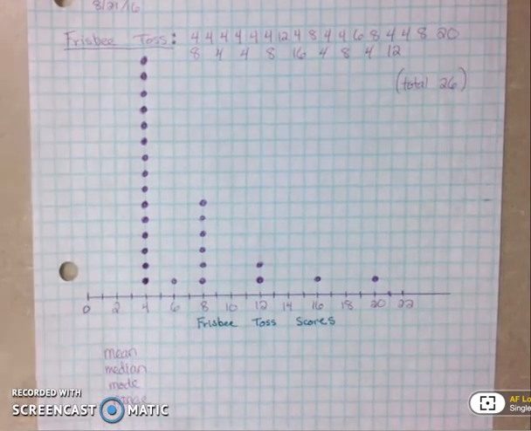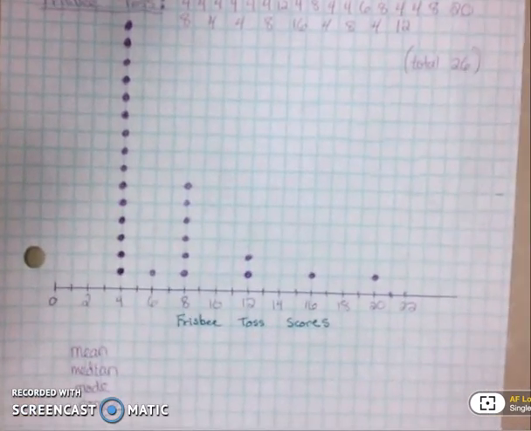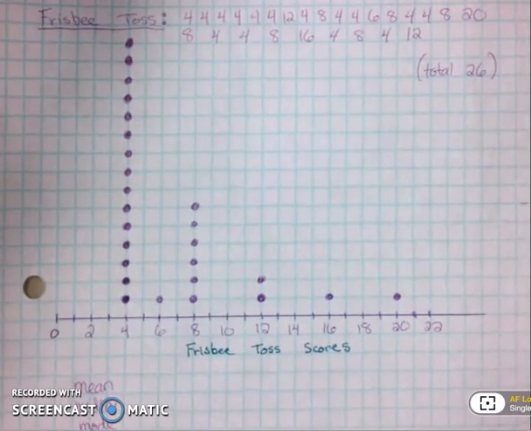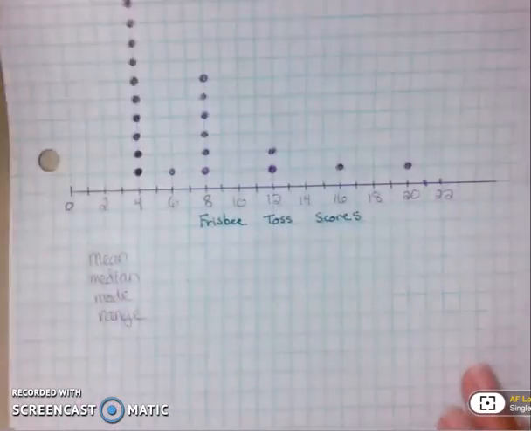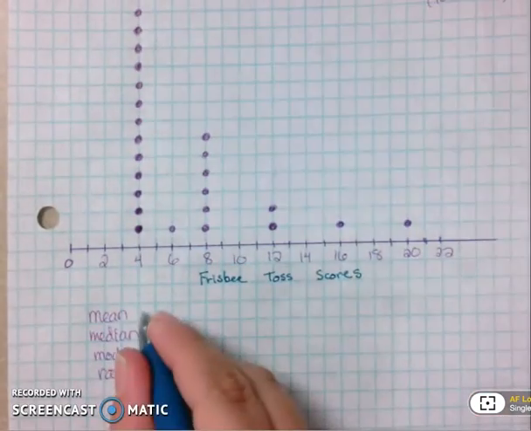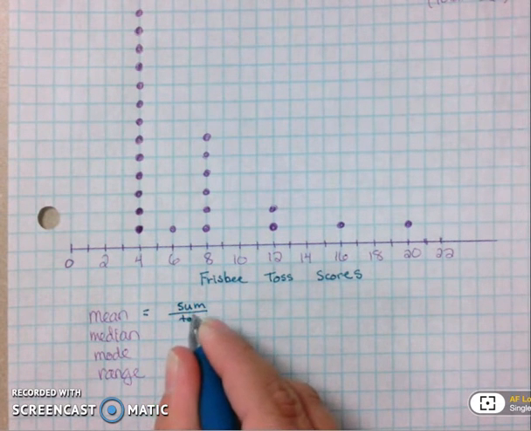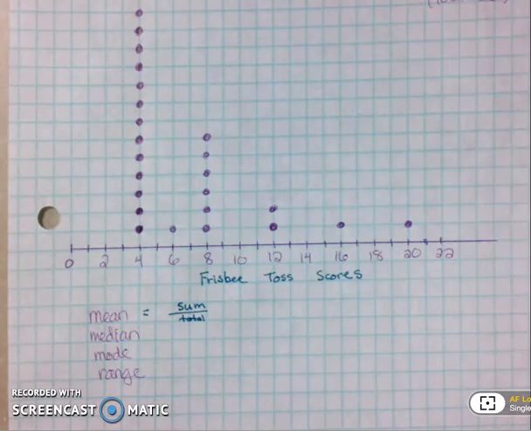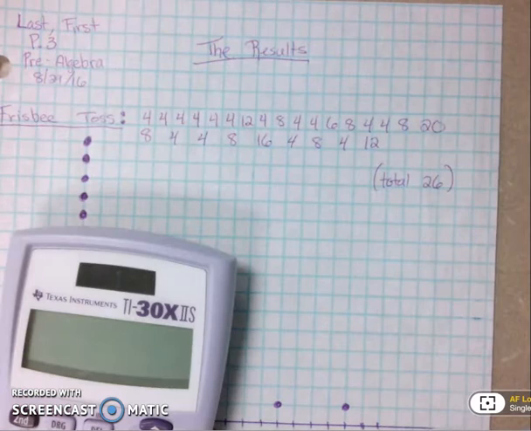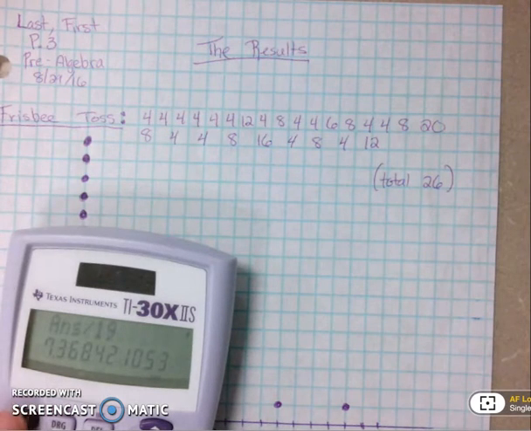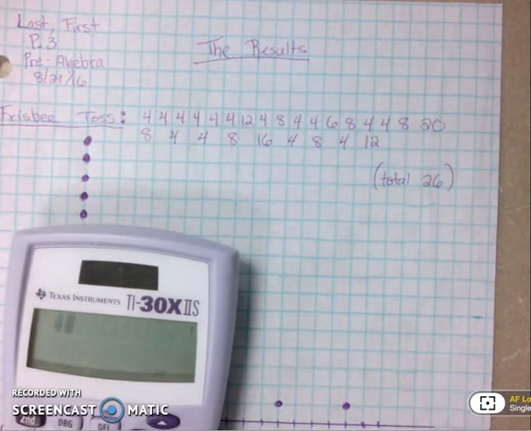And then what I asked you to do is calculate 4 things on your homework today. The mean, median, mode, and the range. So I just want to review. Your mean is where you're going to add up all those numbers, add up all your data, and you're going to divide by the total numbers that there are. So the sum, I'm going to take these numbers and add them all up, and yes, you can use a calculator if you want. So add these up.